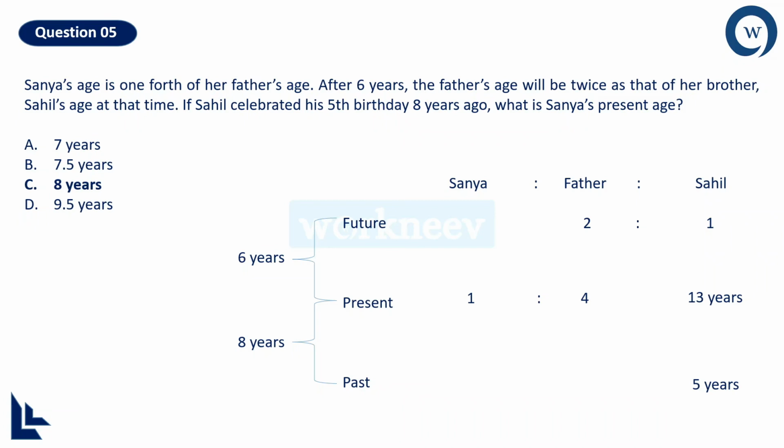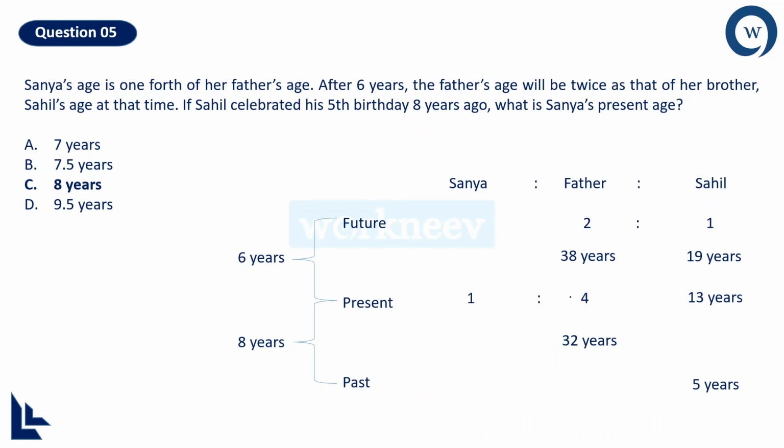Great. Now, if you look at the second part of the question, after 6 years, father's age will be twice as that of the brother's age. So, if brother is 13 years at present, after 6 years, he will become 19 years. Then father's age will be double of this, right? Which becomes 38 years. And this is after 6 years. Then what will be the age of father at present? Minus 6, which is 32 years.